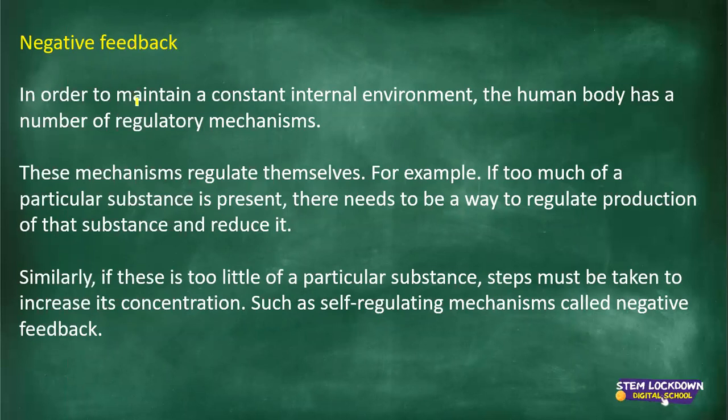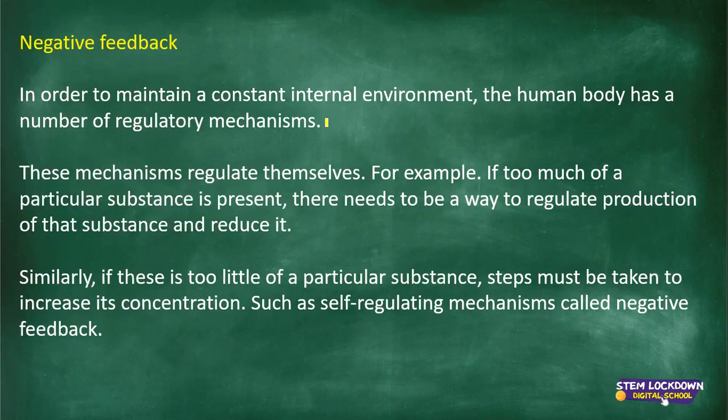In order to maintain a constant internal environment, the human body has a number of regulatory mechanisms. These mechanisms regulate themselves. For example, if too much of a particular substance is present, there needs to be a way to regulate production of that substance and reduce it. Similarly, if there is too little of a particular substance, steps must be taken to increase its concentration, such as self-regulating mechanisms called negative feedback.